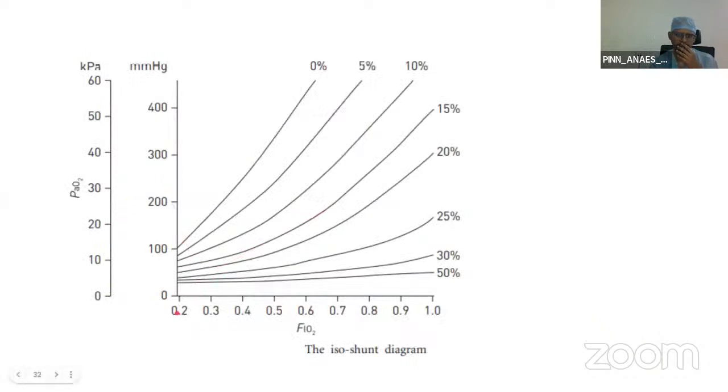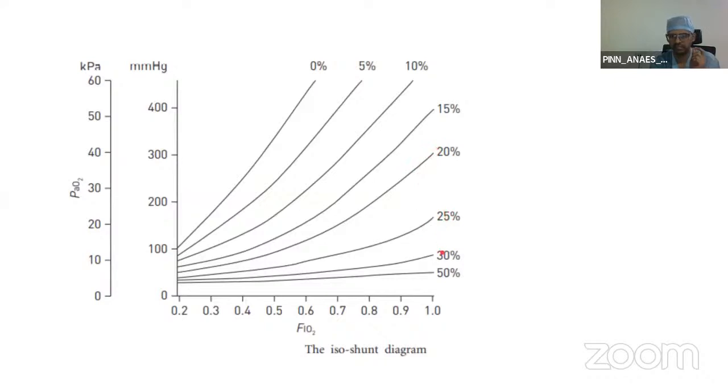So plotted with FiO2 on x-axis and PaO2 on y-axis. So these are the graphs for various degrees of shunt. So 0% is there is no shunt at all. The 50% is 50% of the cardiac output is in shunt. So as you can see, with increasing FiO2, the PO2 continues to rise till a certain degree of shunt, till like 20% or 25%.